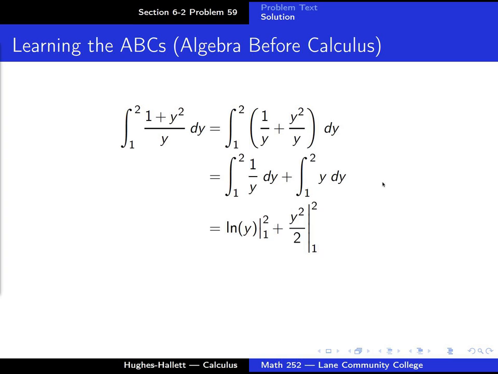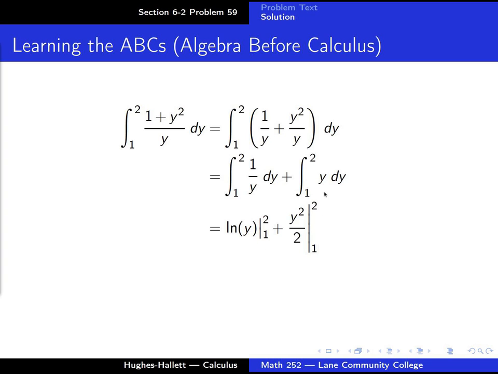I know that the integral of 1 over y is natural log of y. In other words, I know that the natural log of y is an antiderivative for 1 over y. And so I can evaluate this definite integral, the one on the left, simply by evaluating natural log of y at 2 and subtracting what I get when I evaluate natural log at 1, which is exactly what I've got written here.